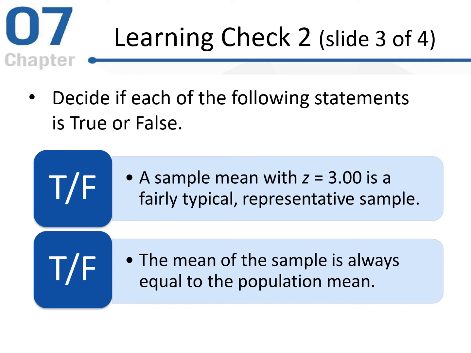And the second question, the mean of the sample is always equal to the population mean. Now this is one sample. So is the mean of one sample always equal to the population mean? You should know the answer to that.